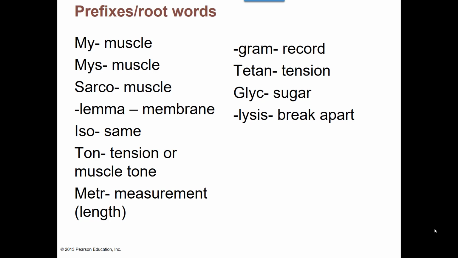So, always starting out with my PowerPoints, I have some very common prefixes, root words that you're going to see. And again, we're in the muscle unit. There are several prefixes that all mean muscle. Anything that just has my or mys means muscle. Sarco means muscle. So you're going to see these prefixes in a lot of words throughout this PowerPoint. Just know they're all talking about muscle. I'm going to say a couple other ways we'll get to eventually, but just know you're going to see my, mys, and sarco a lot in this particular PowerPoint.